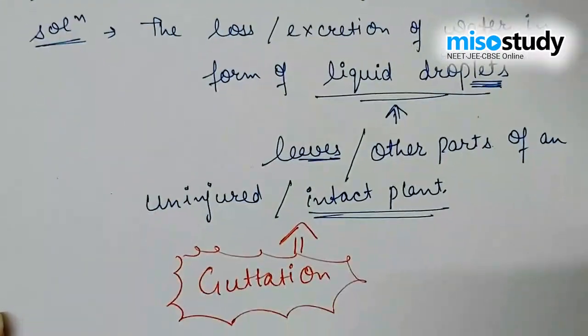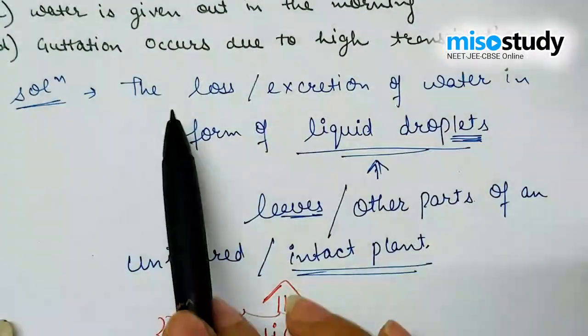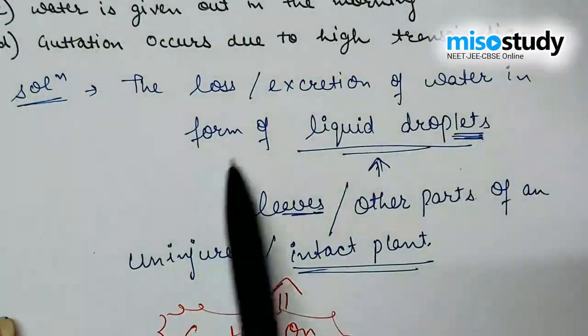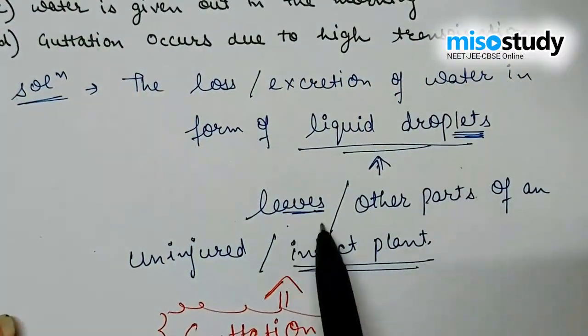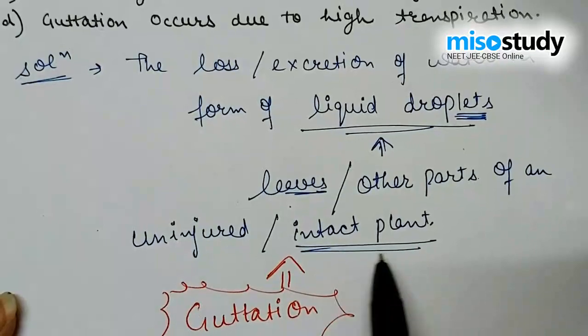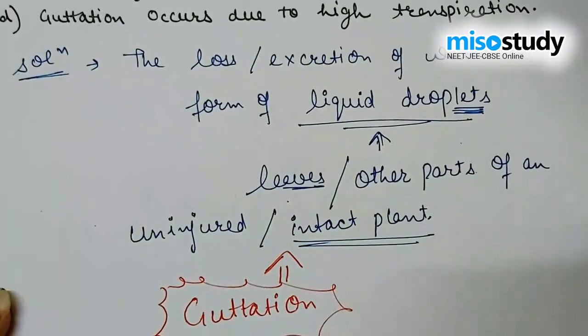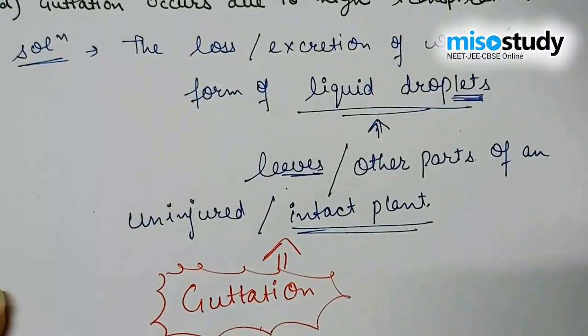This process is known as guttation. Guttation is what? The loss and excretion of water in the form of liquid droplets from the leaves and other parts of an uninjured or intact plant, and the process is known as guttation.